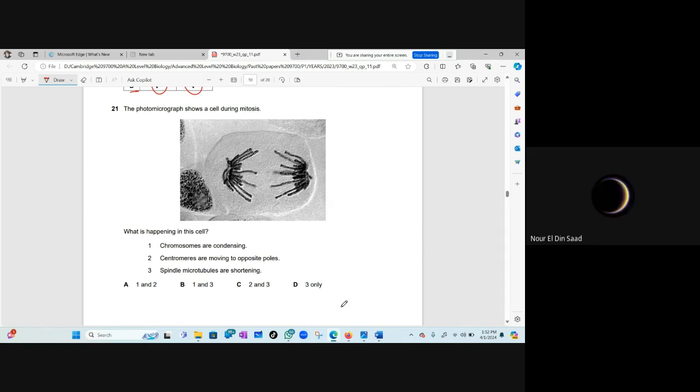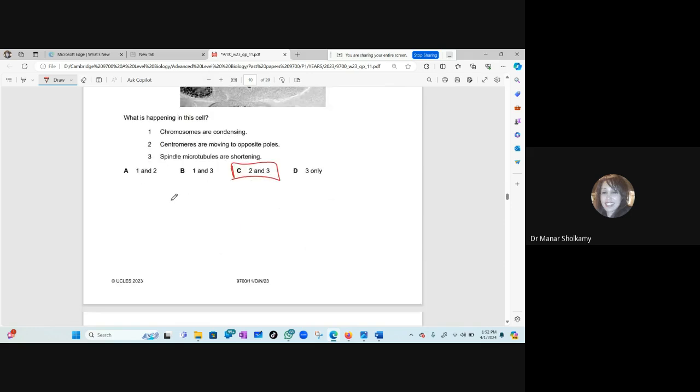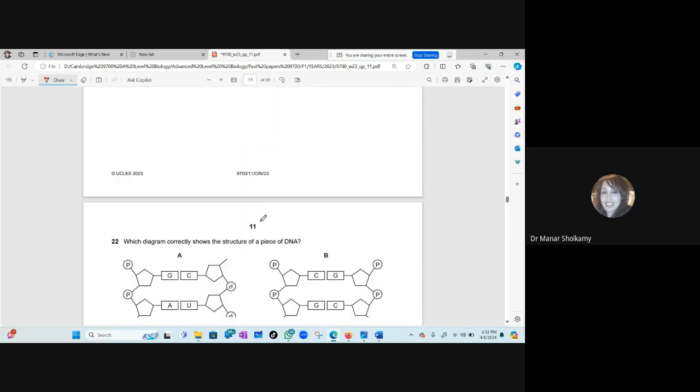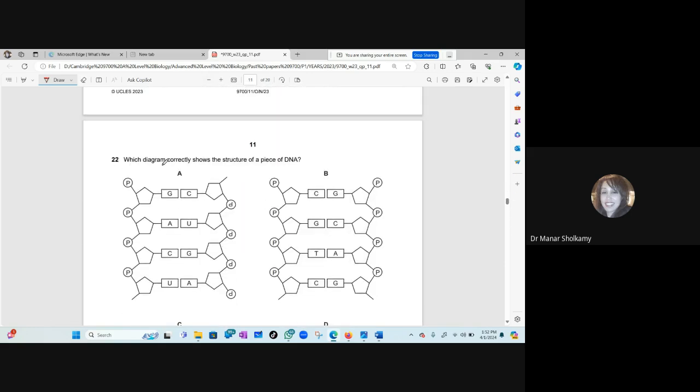C. Yes. I hope it's clear for everyone. That's very easy. Here, chromosomes are not condensing. They condense in prophase. Okay, which diagram correctly shows the structure of a piece of DNA?